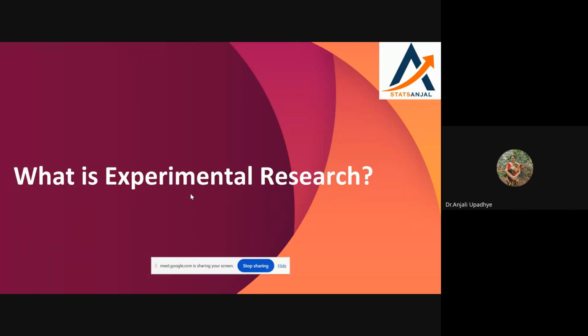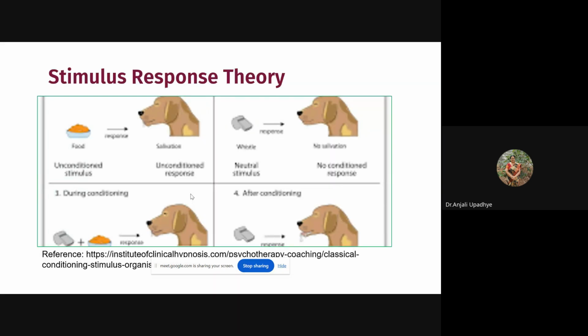So what is basically experimental research? Yesterday we saw the stimulus response theory. Now you can see the picture over here. It is not very clear because I have taken it from another reference. The simple thing is that the dog is there. They did this particular experiment many times: the dog needs the food. They put the food there and a whistle. At the same time when the whistle is there, they give the food to the dog. This is done many, many times.